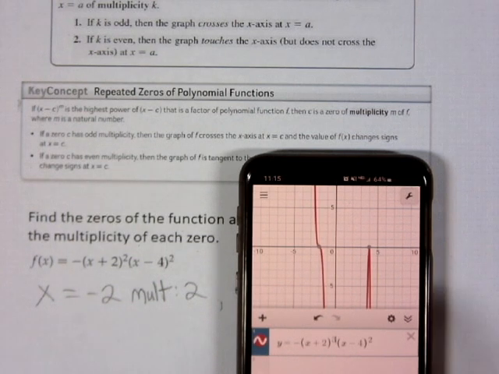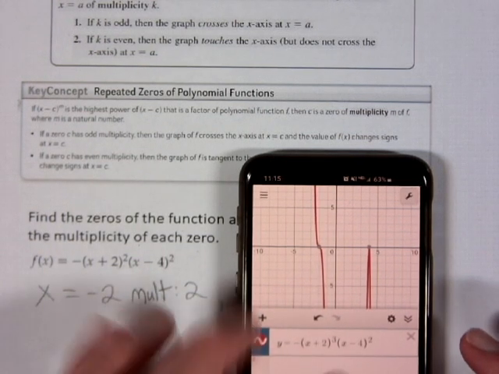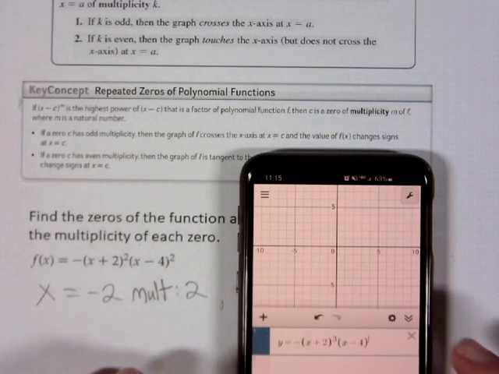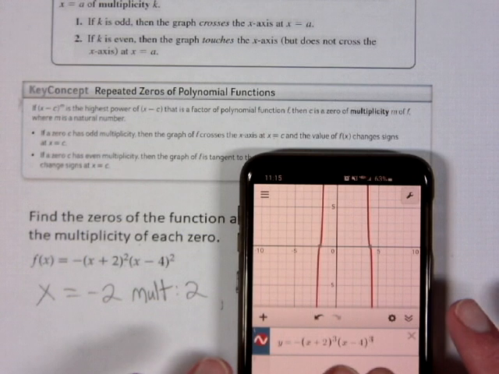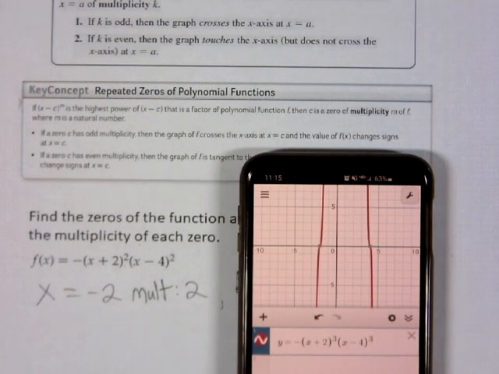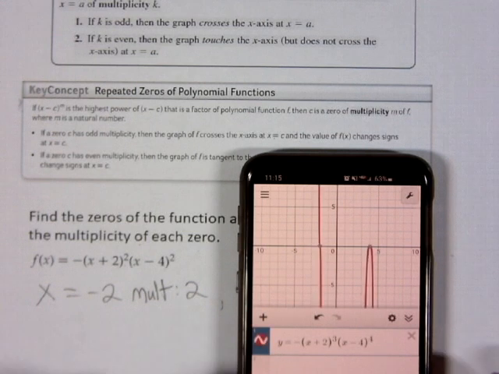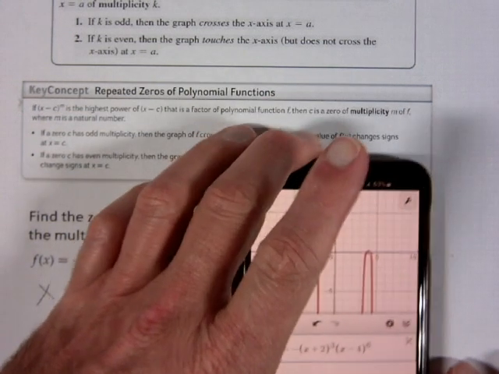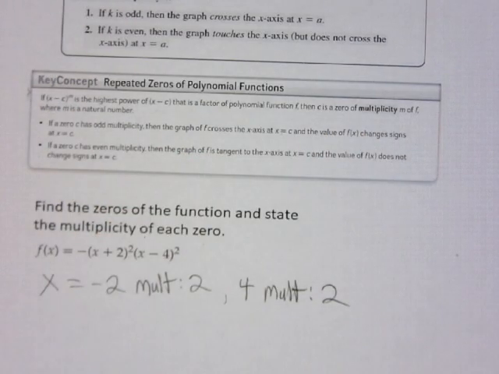The same thing would happen if I changed the other one to a third power. Notice we still have the same zero, but the graph now crosses over the x-axis at that point instead of just touching it and going back down the same direction. And it doesn't matter what I change this to. If I change this to fourth, we're back to even again. If I change that to the fifth power, it's going to cross over again, and sixth, and so on. So that graphically verifies what we've been shown in the notes.